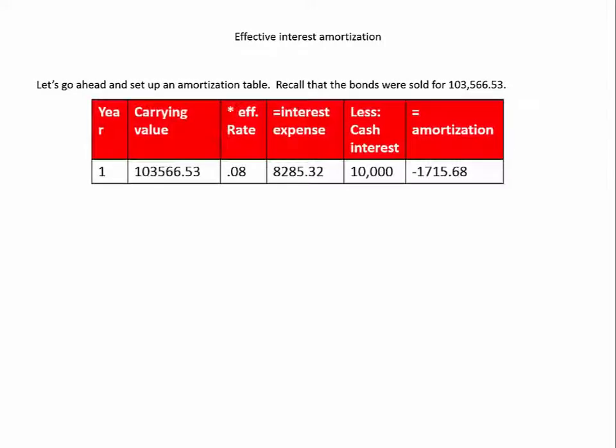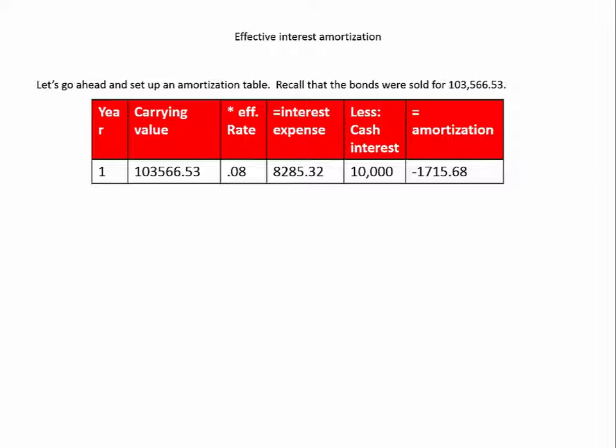Now let's go ahead and set up an effective interest amortization table. Recall that the bonds were sold for $103,566.53. And again, think of the three-step process we do. We take the carrying value, multiply that by the effective rate to get interest expense, subtract the cash interest, and the difference is the amortization. And again, in this case, note that the amortization figure has a minus sign in front of it. $8,285 minus $10,000 is negative $1,715.68.